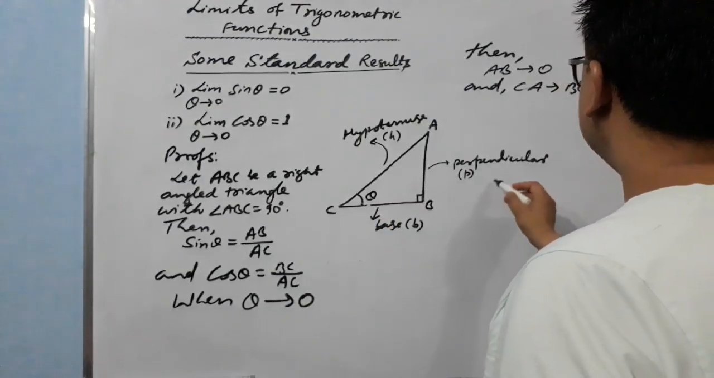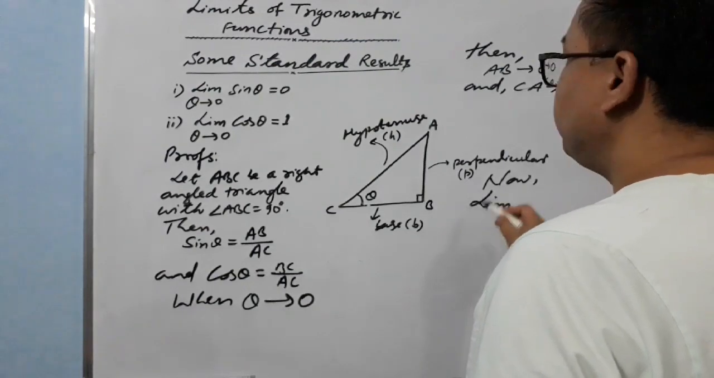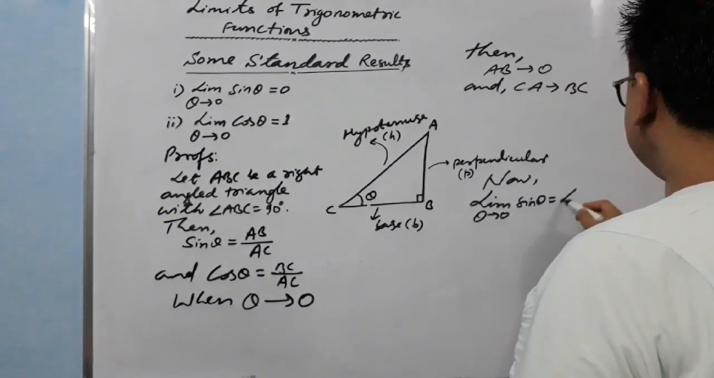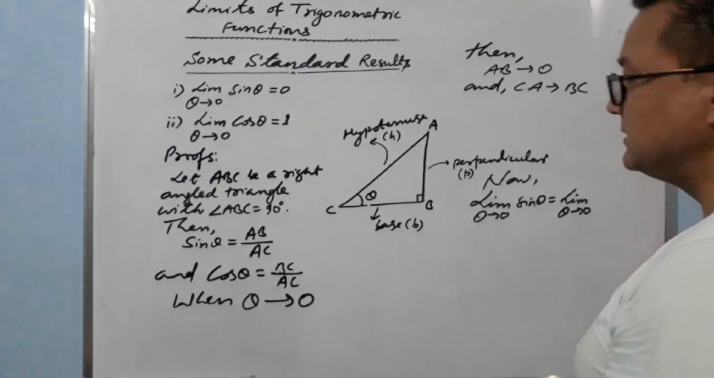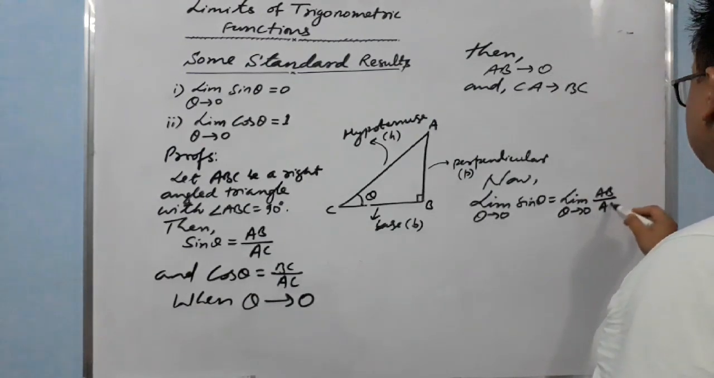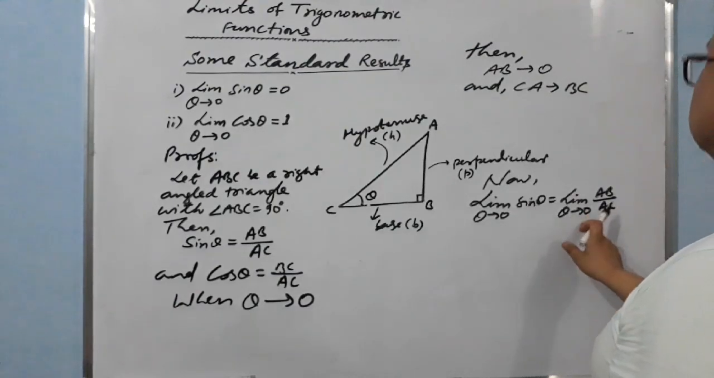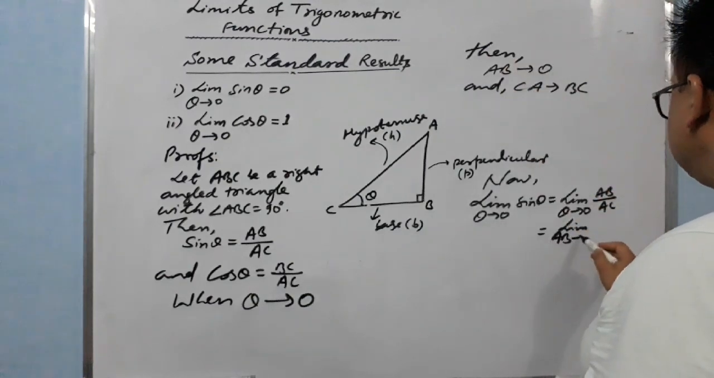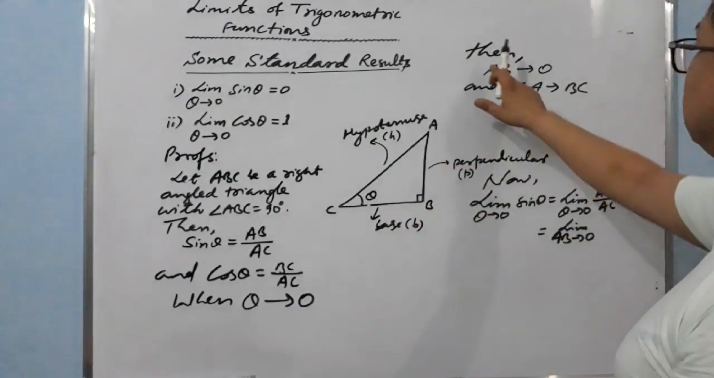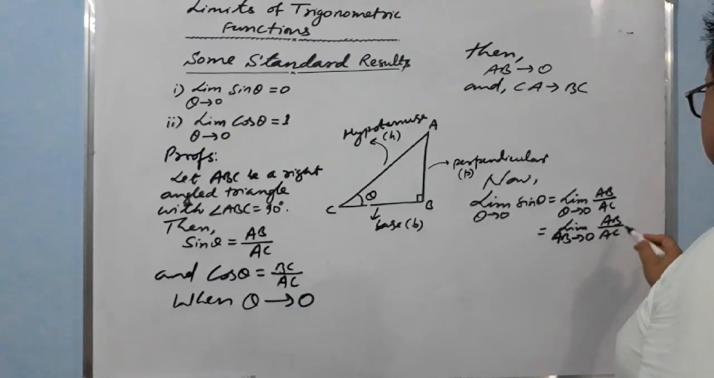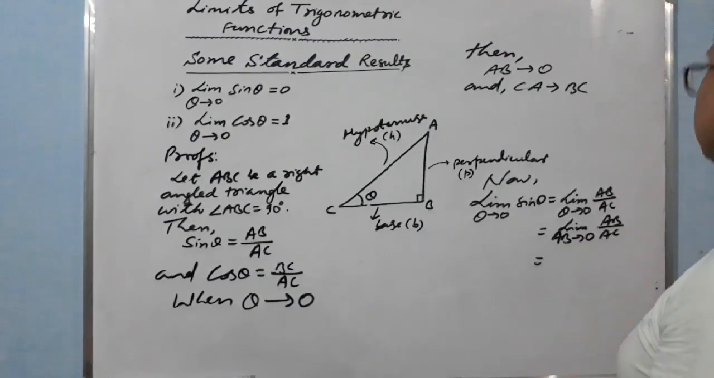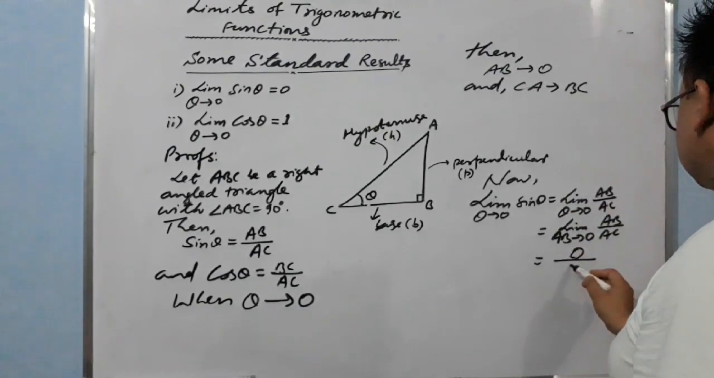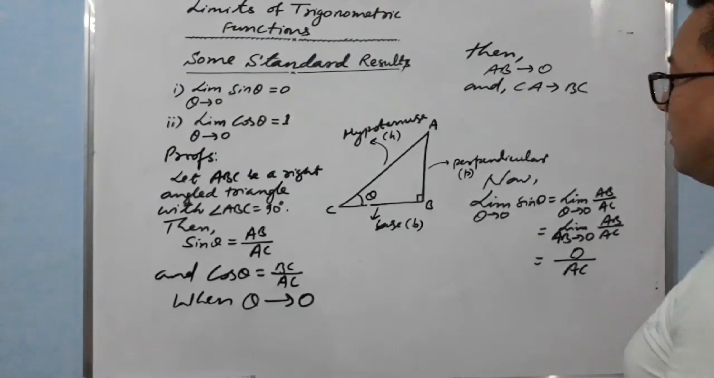Now I'm writing here. Let's find out this standard result. Limit of sine theta as theta tends to 0. What is sine theta? AB upon AC. When theta tends to 0, AB tends to 0, and AC tends to BC, so we can write AB upon AC as 0 upon AC, and AC and BC are equal, so you may write either AC or BC also.